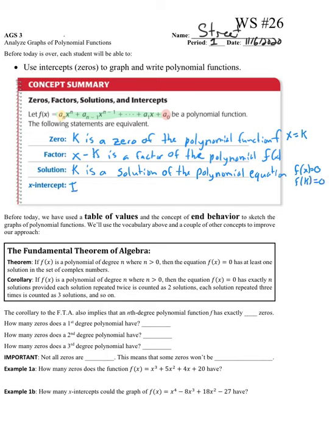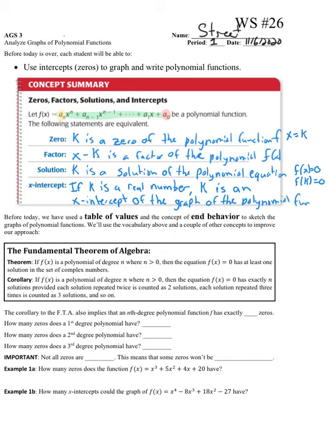And then the last one is the x-intercept. And we're saying if k is a real number, it's possible to have imaginary numbers. I've mentioned that a couple times. But we're not going to worry about imaginary numbers in this class. We say k is an x-intercept of the graph of the polynomial function. And that means the graph passes through the point k comma 0. All right. So those are the key concepts that we've talked about before, those zeros, factors, solutions, x-intercepts. Just refreshing your memory about those things.